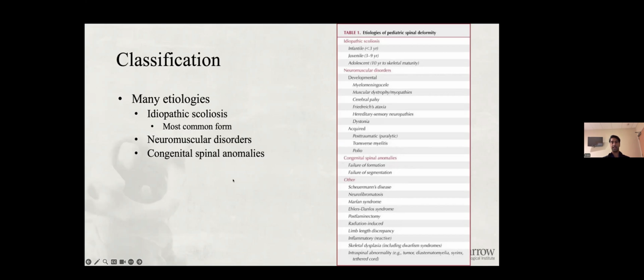They can be secondary to neuromuscular disorders. This is what I was getting into earlier, that the spine is constantly subject to biomechanical forces, and if you have a neuromuscular syndrome, then the spine is going to be affected by the aspects of that syndrome. As well, there can also be congenital spinal anomalies. This can involve failure of formation or segmentation of different aspects of the spine.